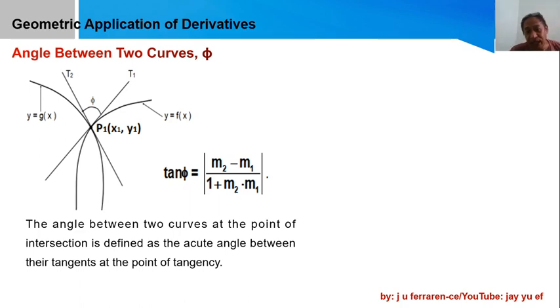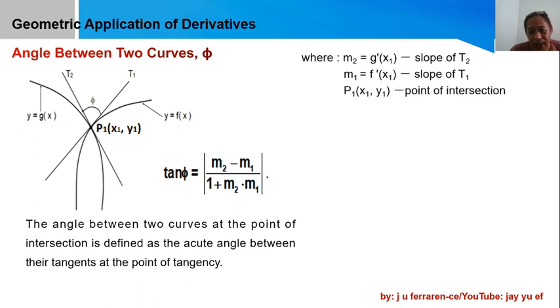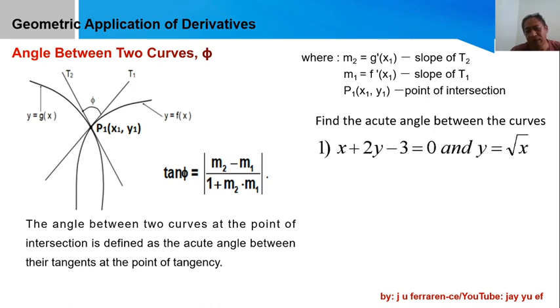Okay? Now, suppose we are given a problem with two curves involved. By the way, M2 is the slope of T2, M1 is the slope of T1, and P1 is the point of intersection. Now, in problem number 1, we have to start with the point of intersection because it's not given in the problem. So, usually, the point of intersection will be solved.